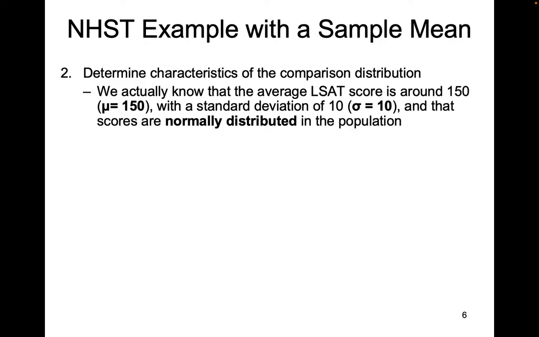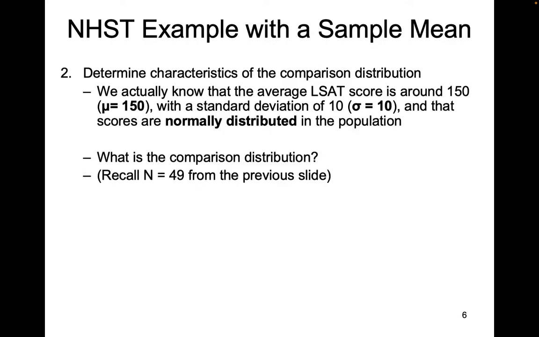The second step would be to determine the characteristics of the comparison distribution. Now, we do actually know, and these are real numbers, that the average LSAT score is around 150. That is, mu is 150 with a standard deviation of 10, and that scores are normally distributed in the population. So our comparison distribution for these types of problems is a distribution of means. That distribution of means follows 3 rules.